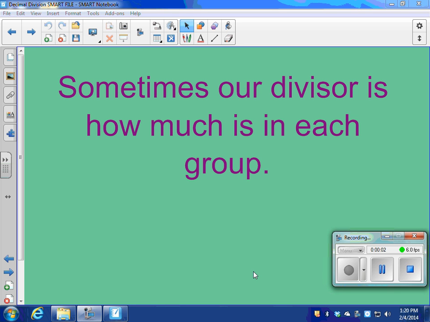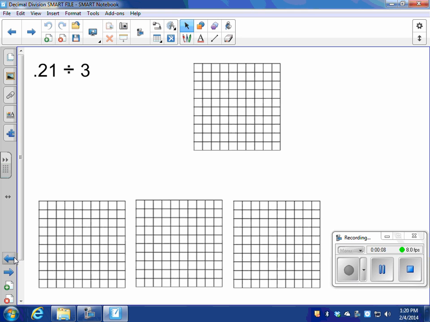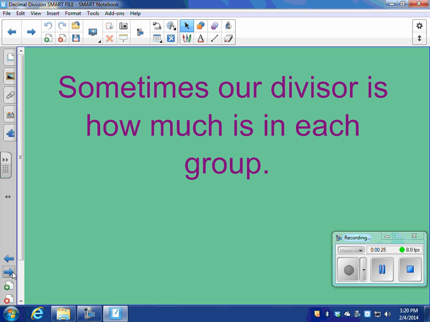This lesson is on dividing a decimal by a decimal. If I go back to the last problem that we were doing, sometimes when we divide using decimals, the divisor, which in this case is 3, tells us the number of groups that we're dividing our dividend into. So we have 21 hundredths divided into 3 groups.